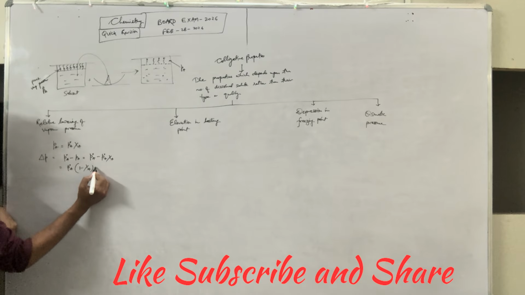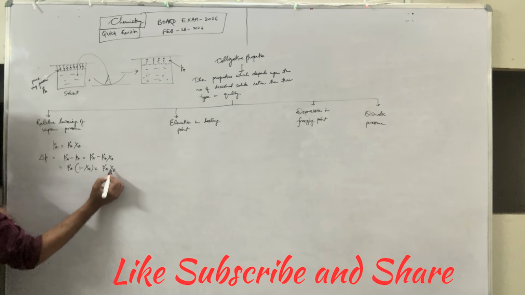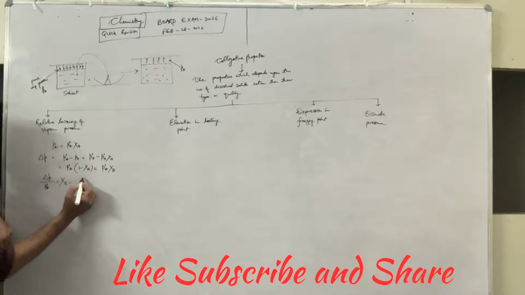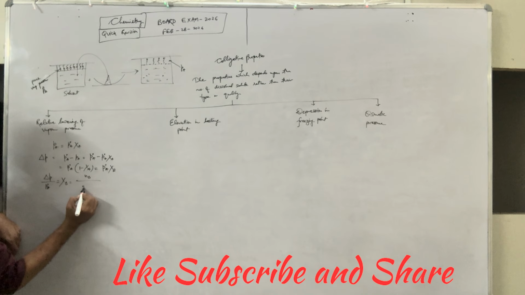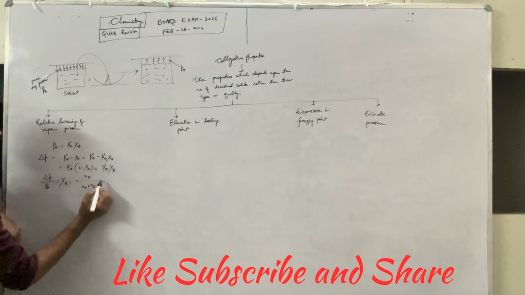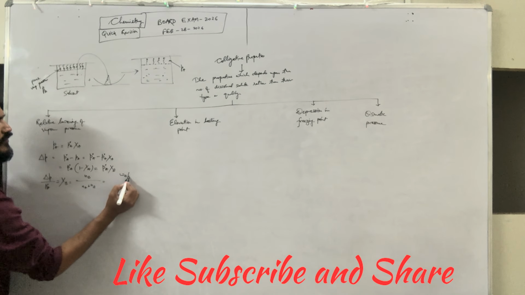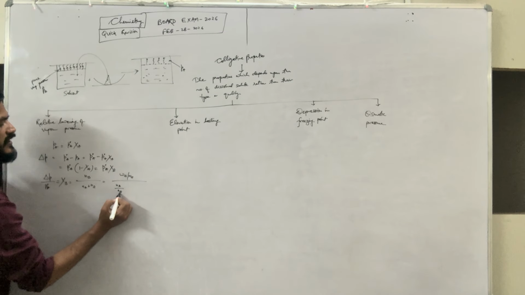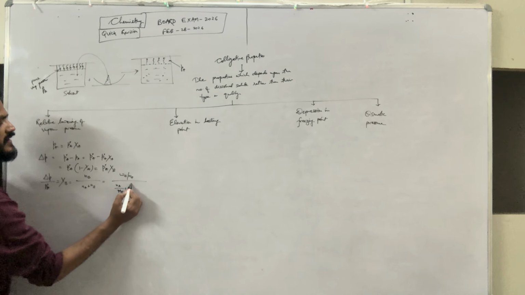What is 1 minus χ_A? It is χ_B. So ΔP is P°_A χ_B. Now, relative lowering, ΔP by P°_A, will be χ_B, and χ_B can be n_B by n_A plus n_B. n_B is weight of solute by molecular mass of solute, divided by weight of solvent by molecular mass of solvent plus weight of solute by molecular mass of solute.